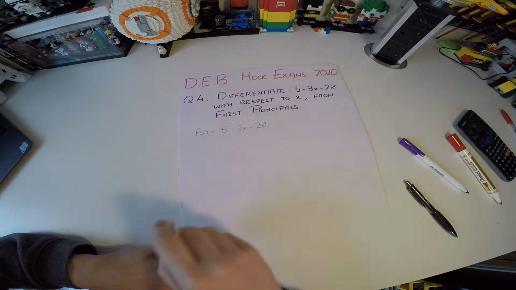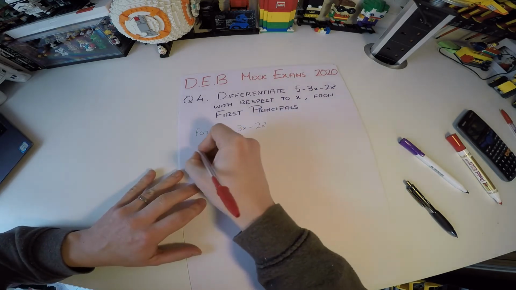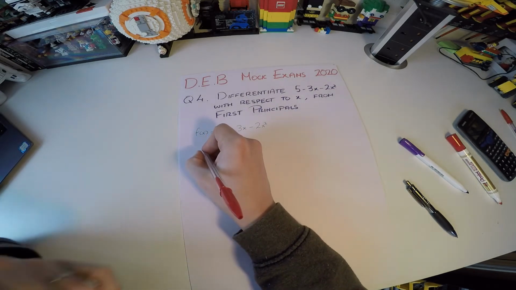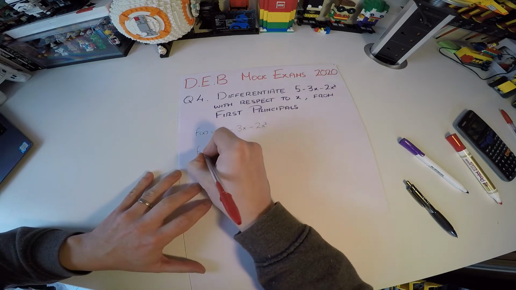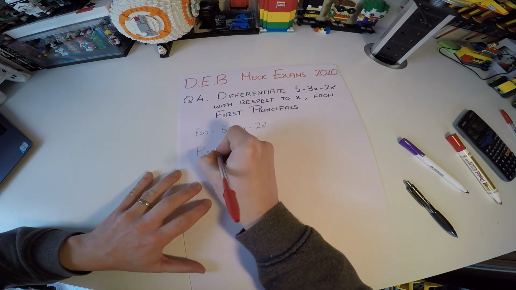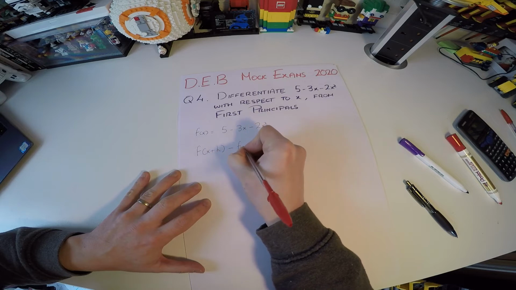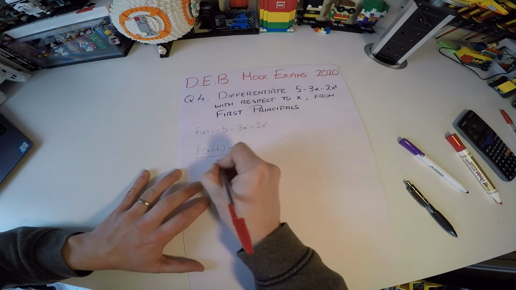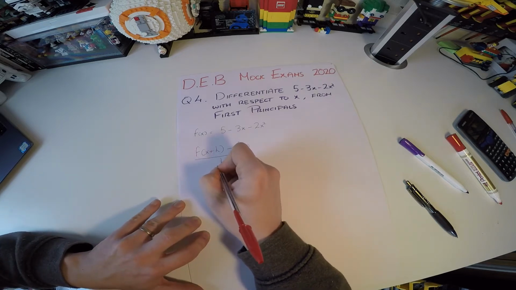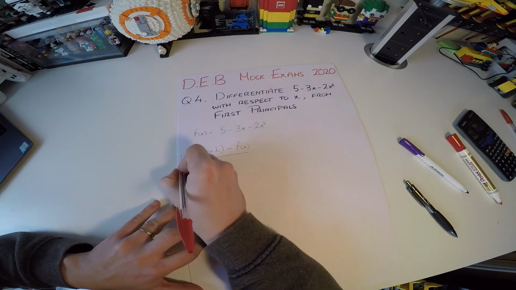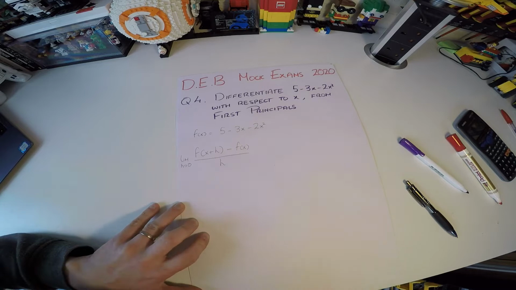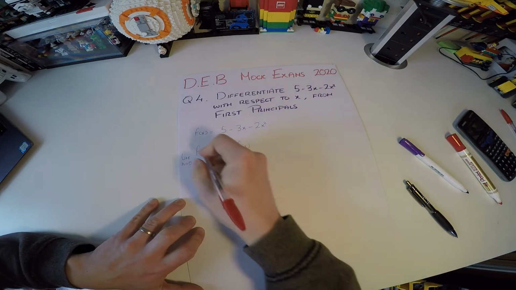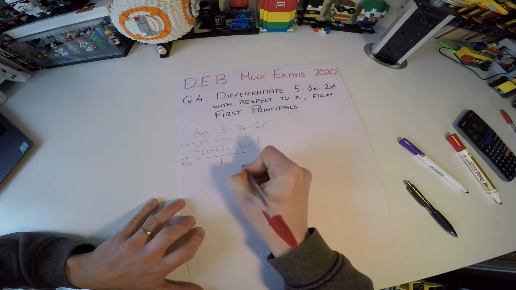Well, there's a formula for first principles, and it says I have to do this. To get the derivative of this, it's going to be using f of x plus h minus f of x, and that's going to be all over h. But more specifically, this is going to be as the limit of h tends to 0. And this is what I need to know.